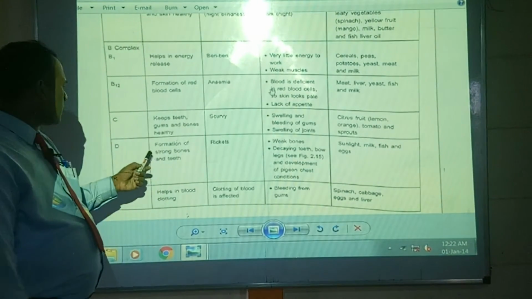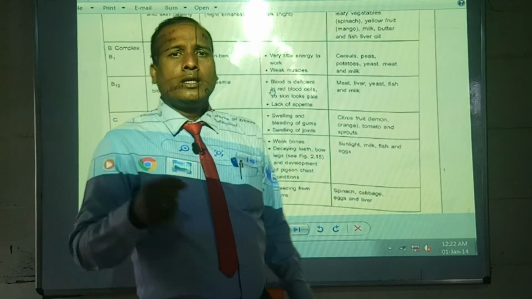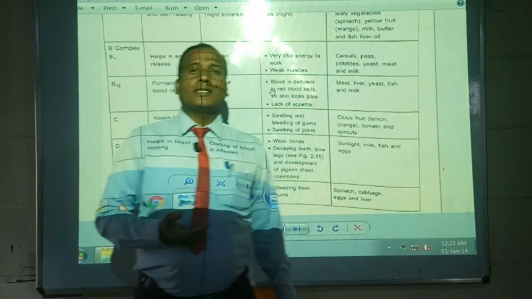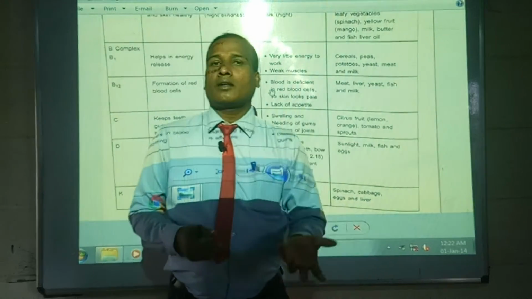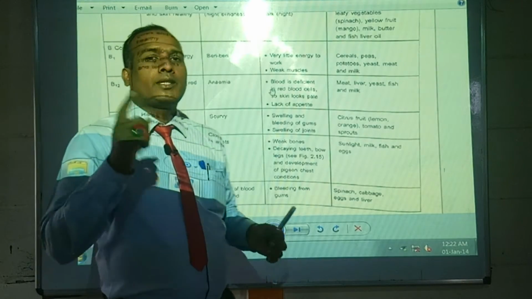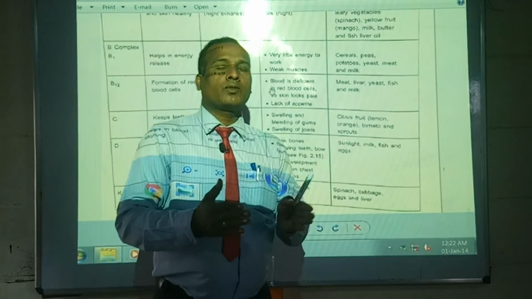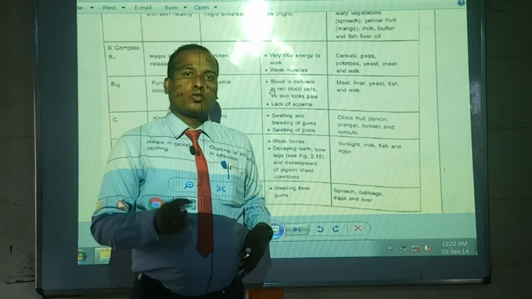Okay. So next, due to the deficiency of vitamin D, what will we face? Rickets, for small children, and for adults, osteomalacia. Rickets or osteomalacia is the deficiency of vitamin D. For children it will be rickets, but for adults it is osteomalacia.